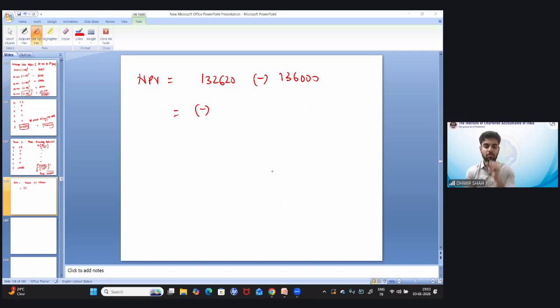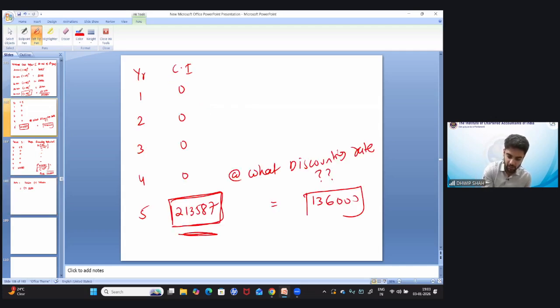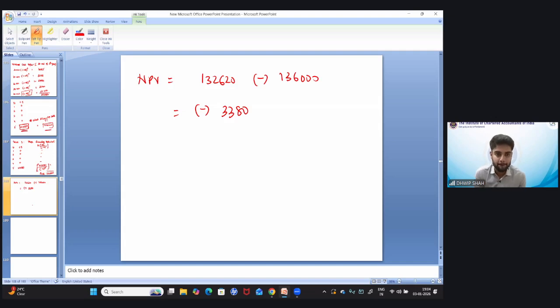How much negative? 3380. Okay. So can I say my discounting rate or my modified IRR is for sure not 10%, because 10% पे NPV zero नहीं आ रहा है. Are you following this? NPV is not coming to zero. Or in other words, this present value of terminal cash inflow is not getting equal to PVCO. So can I say I have to move to next trial?